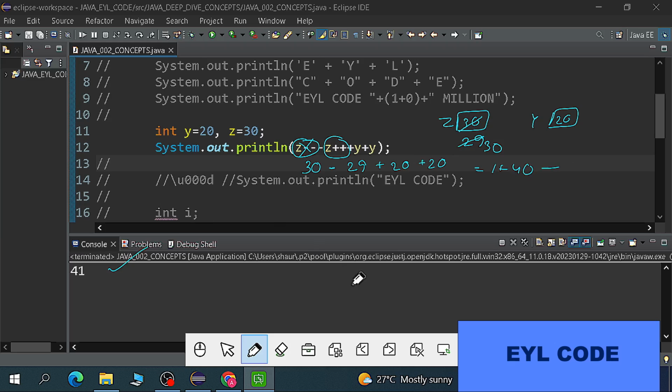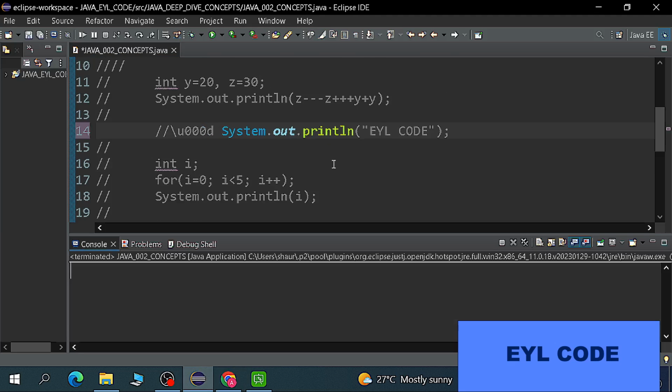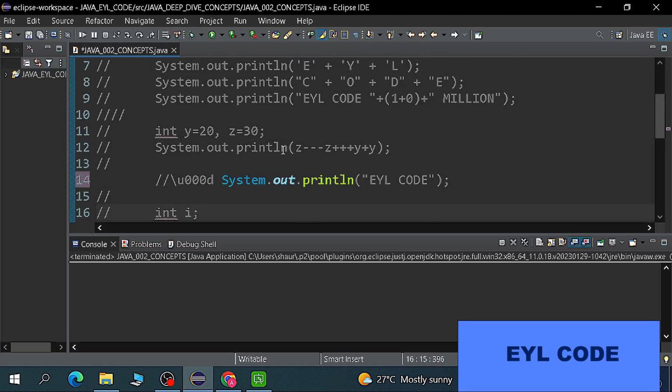So now let's move to the next question, and that next question is something very tricky. Let's move to our next question, that is for comment. So now guess the output of this statement. You might be thinking that the output is going to be nothing, because this is a comment and everything is going to be ignored by JVM, right? Because everything is right now a comment, but this is not so.